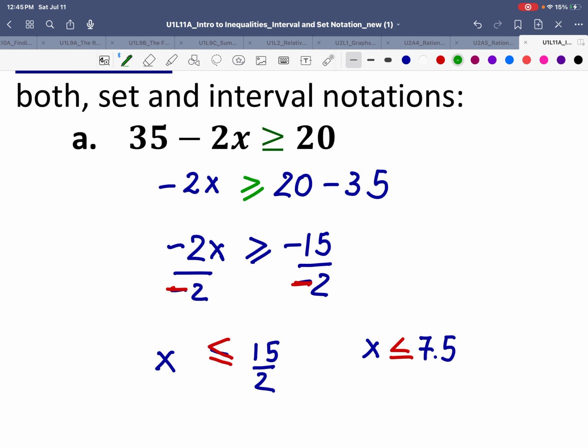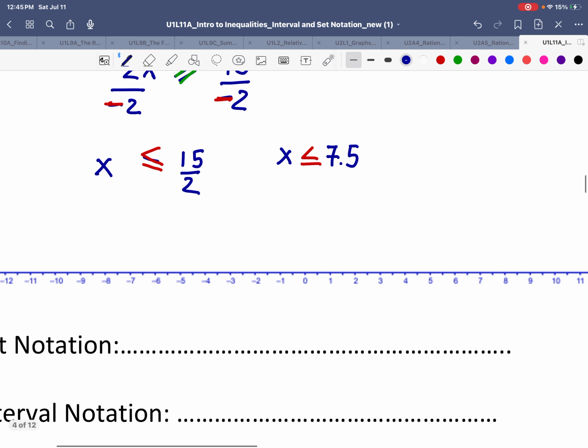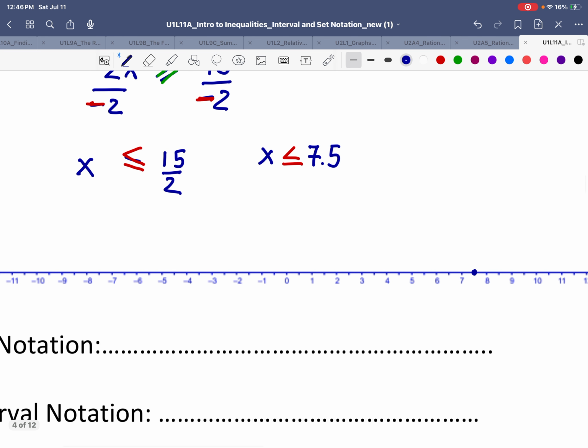So how do we draw this on the number line? Let's take a look. So we have to first spot where number 7.5 is. And notice that 7.5 is part of the solution. So when you plot 7.5 on the number line, here is 7 and here is 0.5. We have to draw a filled circle.